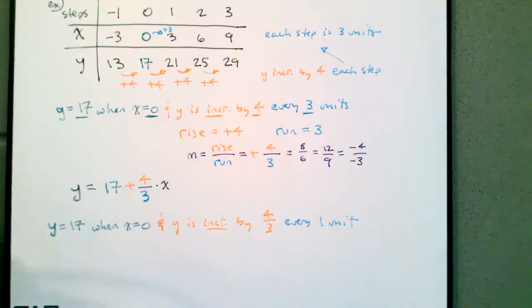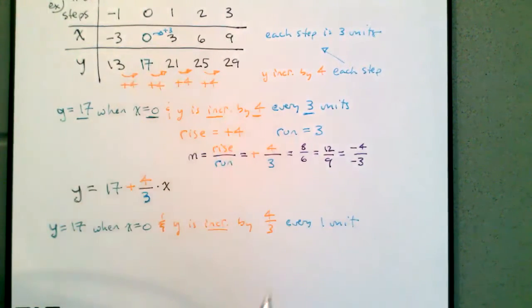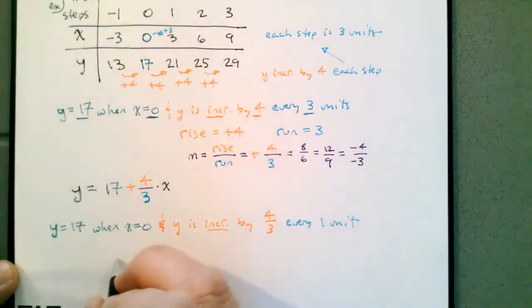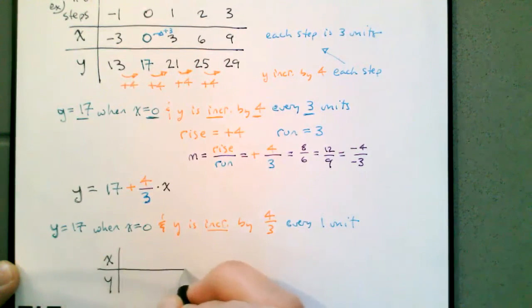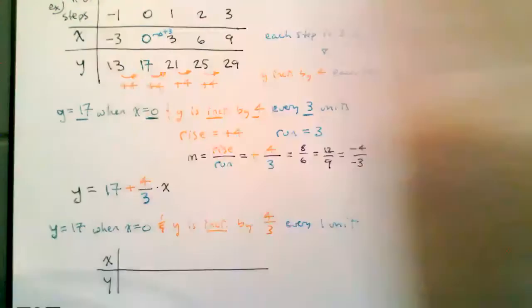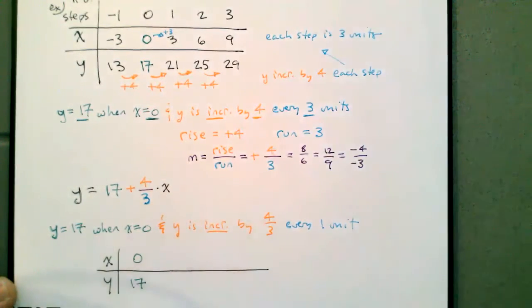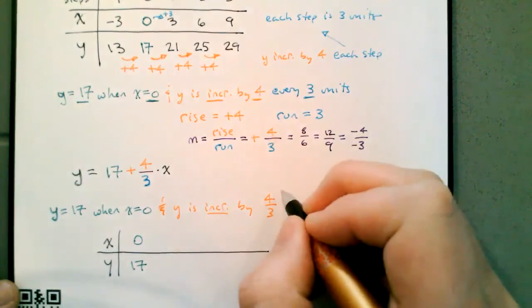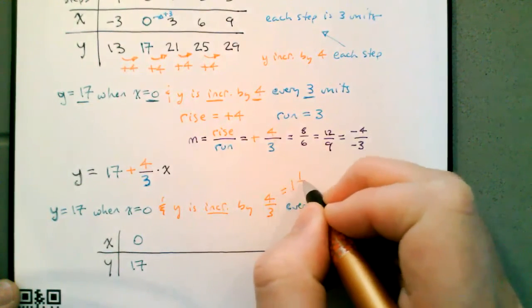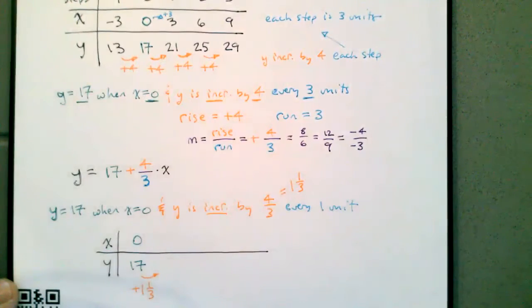But that different table would just be the in between the 0, the 3, the 6, and the 9. So if I look at that table, we could start off at 0, 17. And now we'll increase by 4/3. 4/3 is 1 1/3. So let's remind ourselves of what's going on here. I'm going to increase by 1 1/3 every 1 unit.